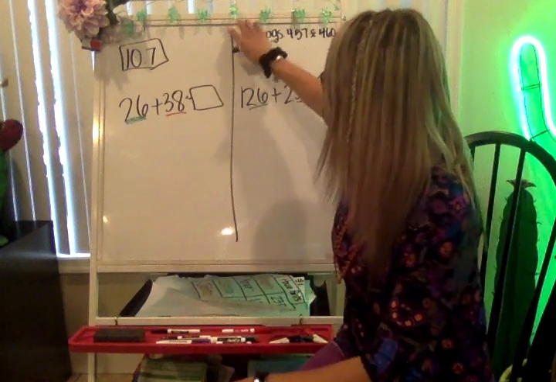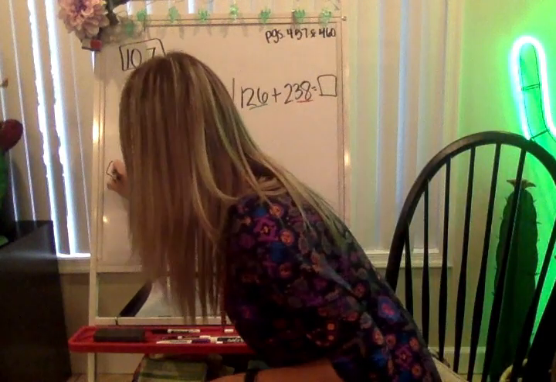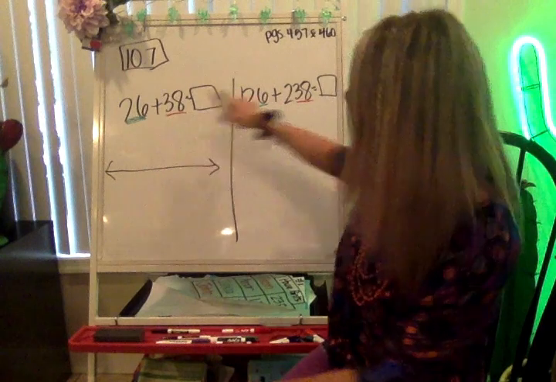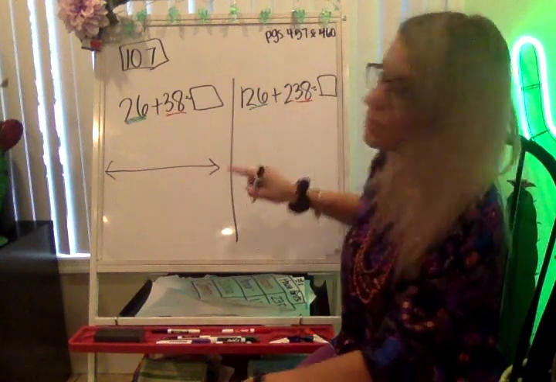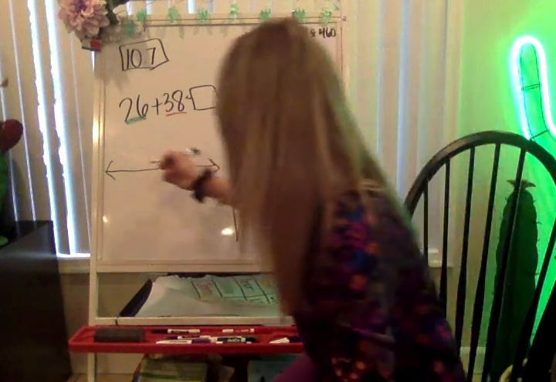We're going to show a pattern by using an open number line. On my open number line, you're going to notice where we're adding the 38 on both of these open number lines. You'll notice a little bit of a difference as well, and I want you to pay close attention for that.